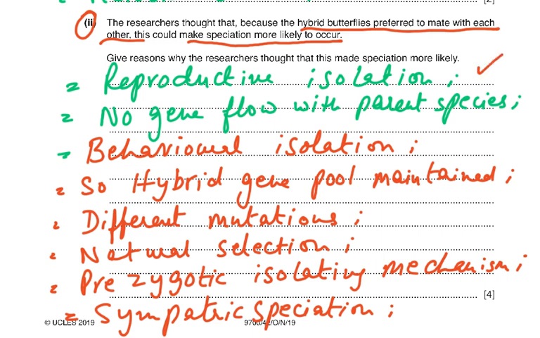Number one, reproductive isolation, no gene flow with the parent species. Behavioral isolation, so hybrid gene pool maintained. Different mutations, natural selection, pre-zygotic isolating mechanisms, and sympatric speciation. So writing all of that was going to get you your 4 out of 4. I mean, any 4 out of these. I'm not saying all of these, but any 4 out of these. It was a question which required your common sense to talk about speciation and give me all the details about speciation, and some of it would naturally be correct, and you'd get your 4 out of 4 in this part of the question.